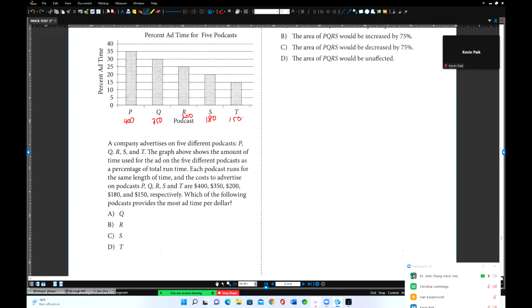Which of the following podcasts provides the most ad time per dollar? Okay, per dollar, right?